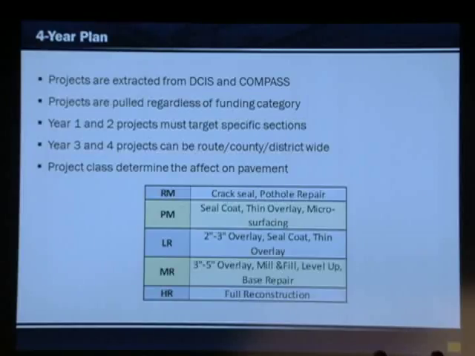Previously, we restricted the funding category of projects for the 4-year plan. We no longer do that after we learned that both discretionary funds and some other funding sources were being used for projects that affect the pavement performance. Years 1 and 2 must be location specific, but years 3 or 4 can apply to a general area or section of your roadways. The effect of the project is determined by the class of the project: routine maintenance, preventative maintenance, light, medium, or heavy rehab.